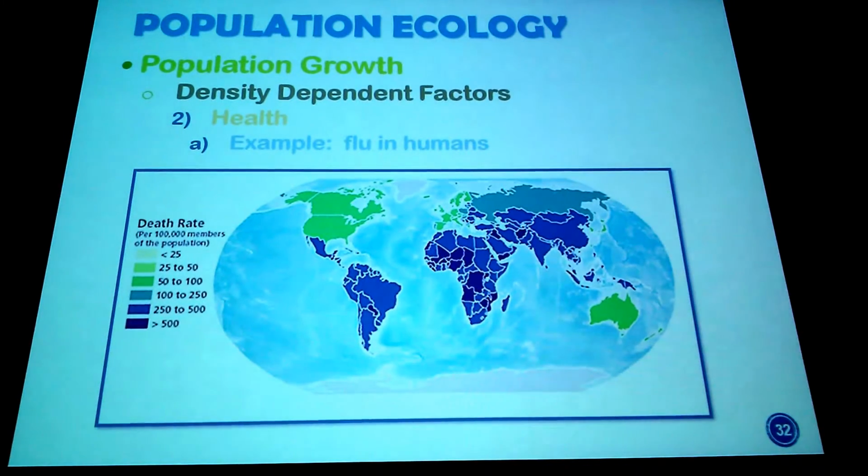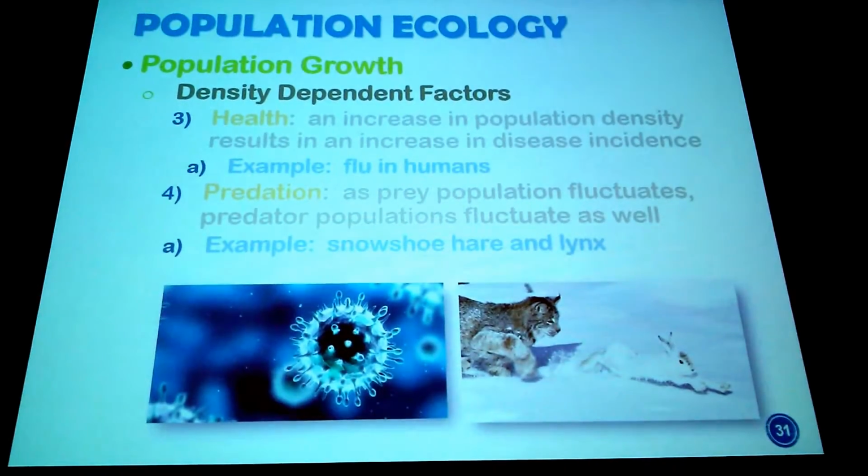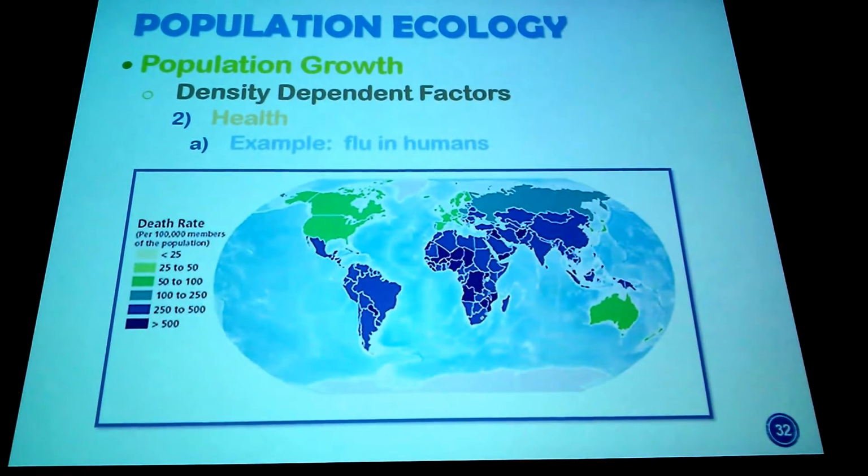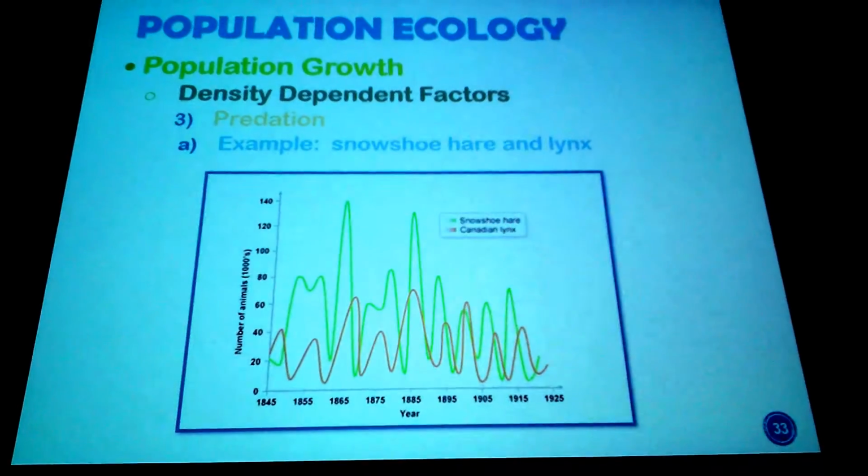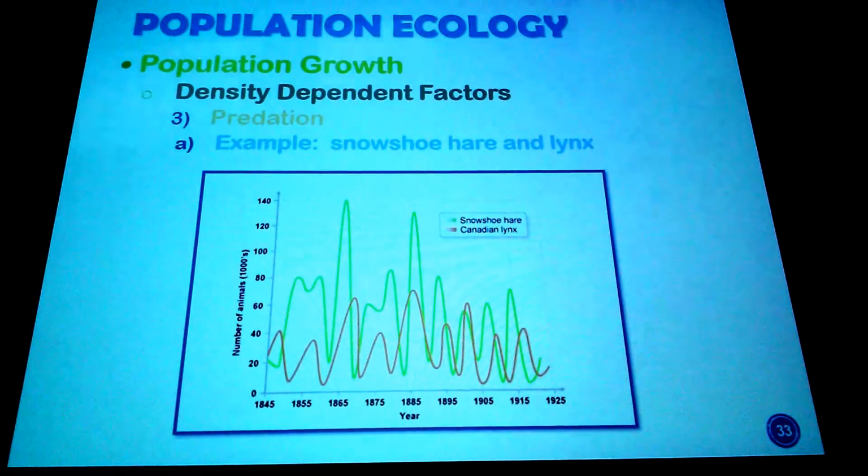Okay, so where it's densely populated, you're going to have more deaths due to the flu. Like I was saying in this slide here, an increase in population density results in an increase in disease incidence. But because of more developed countries having better options as far as healthcare goes, that kind of offsets that a little bit.